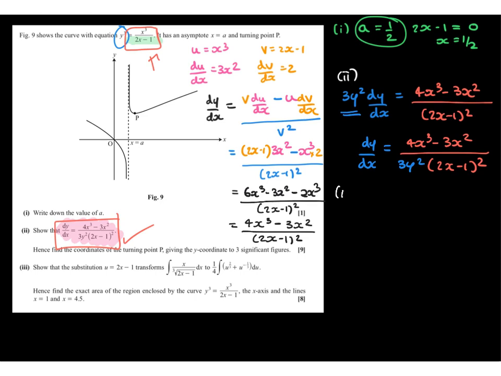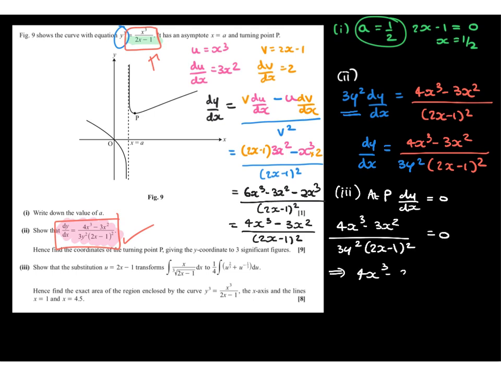Now, if you don't use implicit differentiation, you're then looking at a very, very complex process to try and get to the correct answer. Now, finding the coordinates of the turning point P, well, we then need to set dy by dx equal to 0, which is going to help us find any stationary points. Now, that tells me that 4x cubed minus 3x squared over 3y squared 2x minus 1 all squared equals 0. Now, the only way for this to work is if the numerator is equal to 0. Factorise.